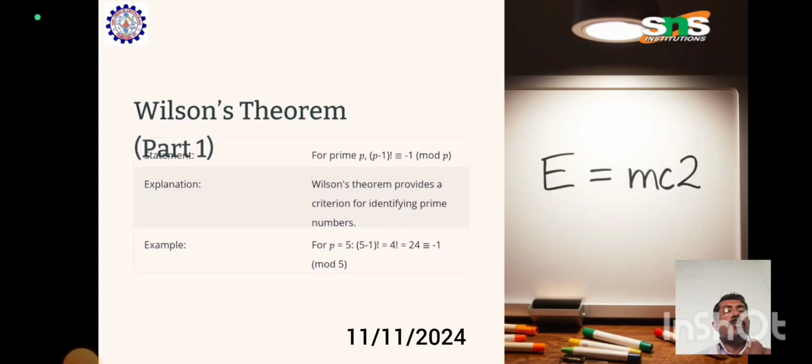Let me explain with a simple example. When p equals 5, we can write 5 minus 1 factorial, which is 4 factorial, and 4 factorial is equal to 24. So when 5 is the prime number, 24 is congruent to minus 1 mod 5. This is how we can work with Wilson's idea, which is of great importance in cryptography, where we work more with number theory, in particular with prime numbers and positive integers.